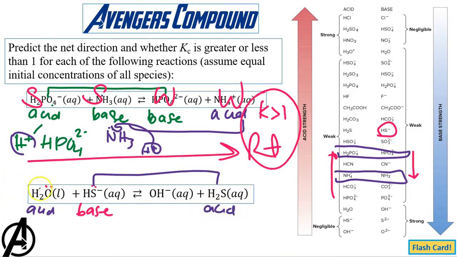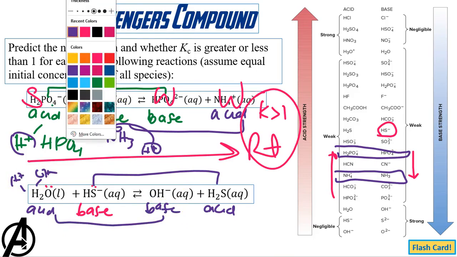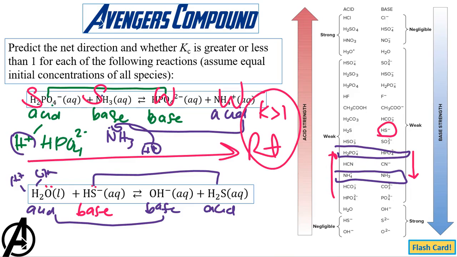Same thing here. If our acid here is water, water is going to donate a proton and be left with OH minus. So we also have the base OH minus here. We're going to do the same thing and figure out the strength of these conjugate acid-base pairs. So we have H2O and we have OH minus. And then we have our HS minus and our H2S.